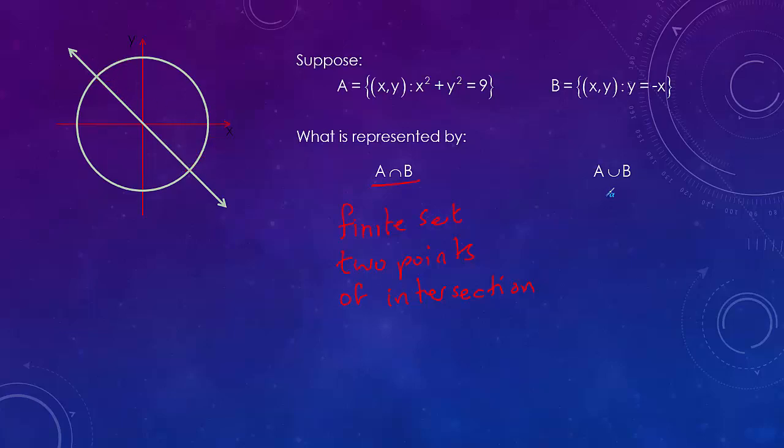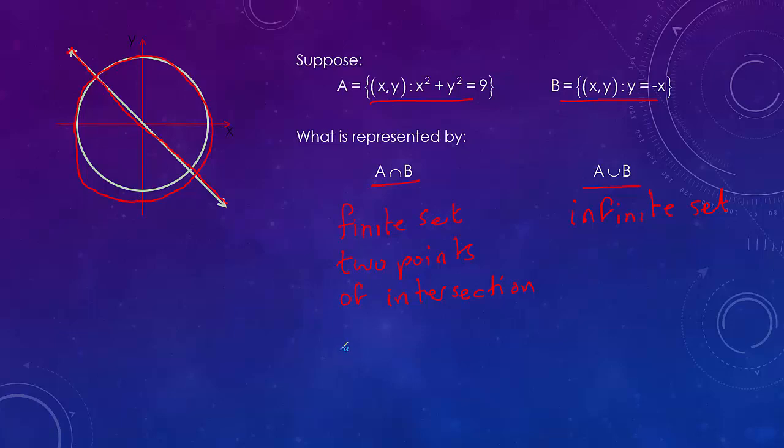The union is the set of points on both or in both sets. So that's going to be an infinite set. And that will be every single point on the line and every single point around the circumference. I know I've missed the circumference of that bit there. It doesn't matter, you get the idea.